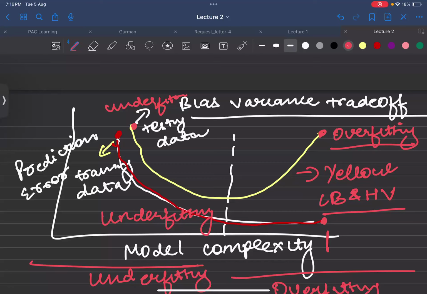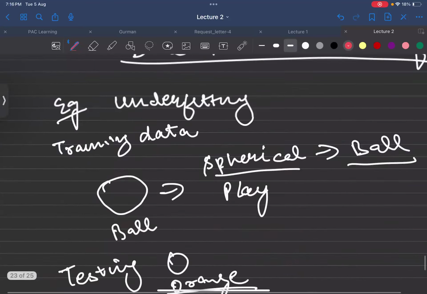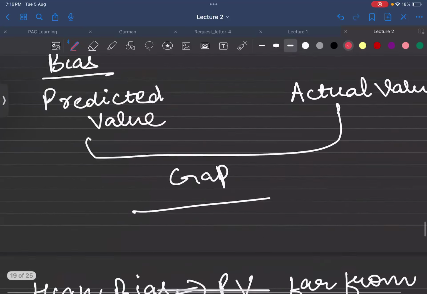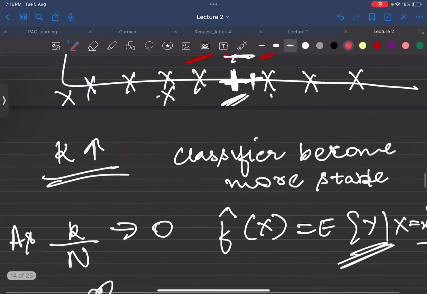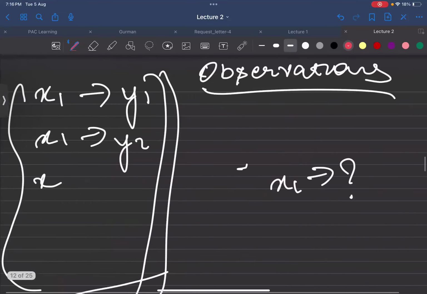Whenever the model becomes complex, it scatters. Because it's far from testing data. It is very far. So variance is obviously more.